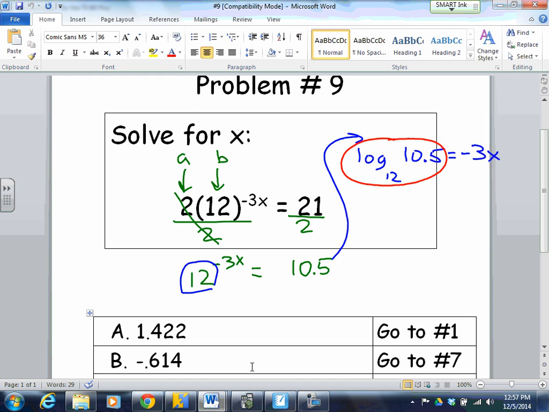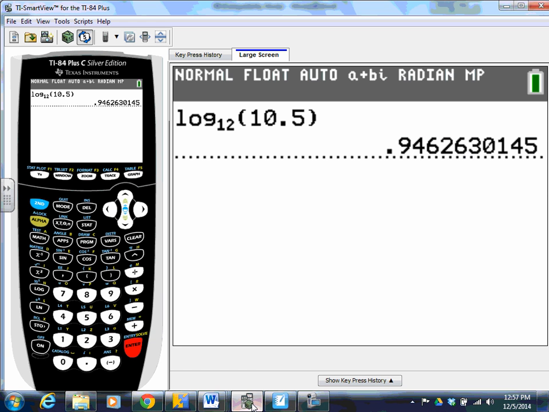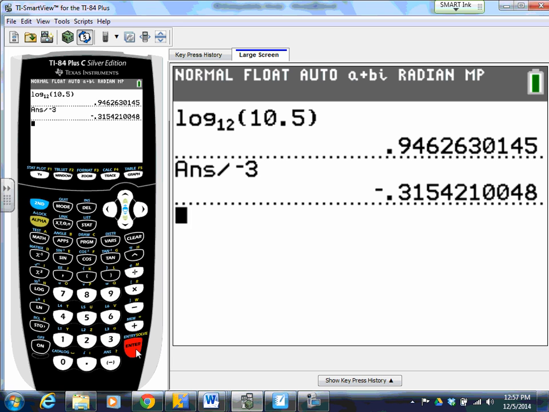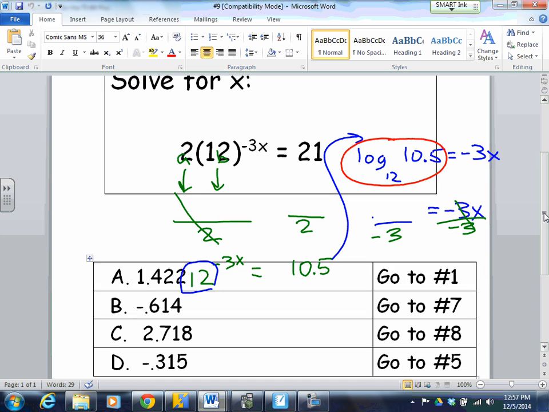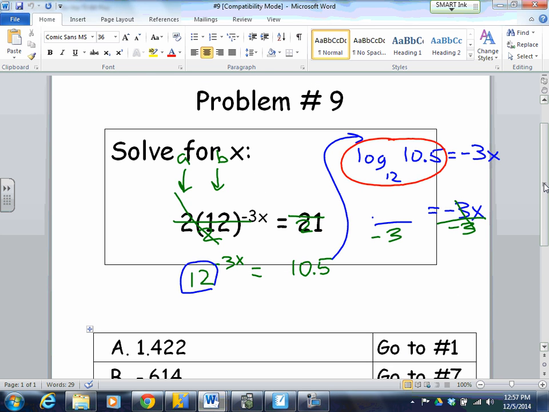So that number that was there actually equals negative 3x. Okay, so this was like 0.92, whatever it was. To get our final answer, to get x, you just simply have to divide both sides by negative 3. Okay, so that becomes the final step in this problem. We're going to divide by negative 3, and that is going to give us our answer of negative 0.315. Okay, so negative 0.315. So let's hope that's up there. Yep, looks like D for number 9.